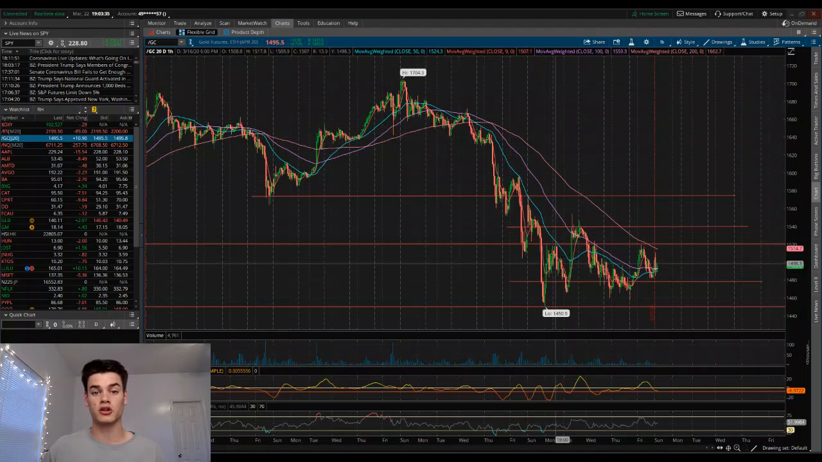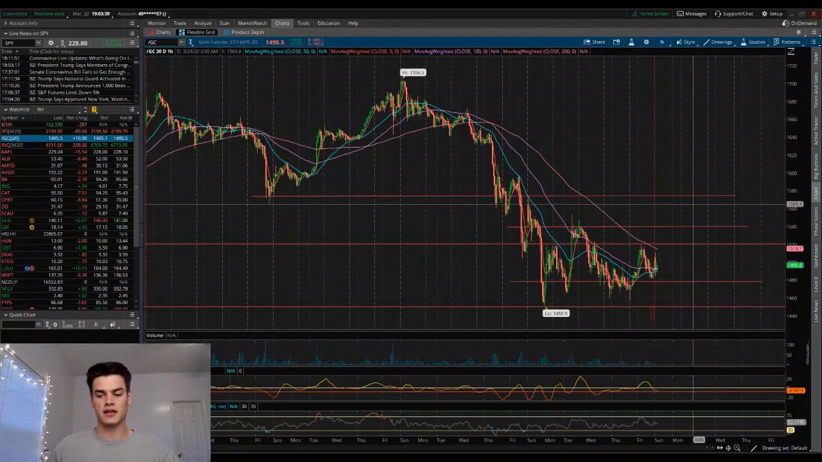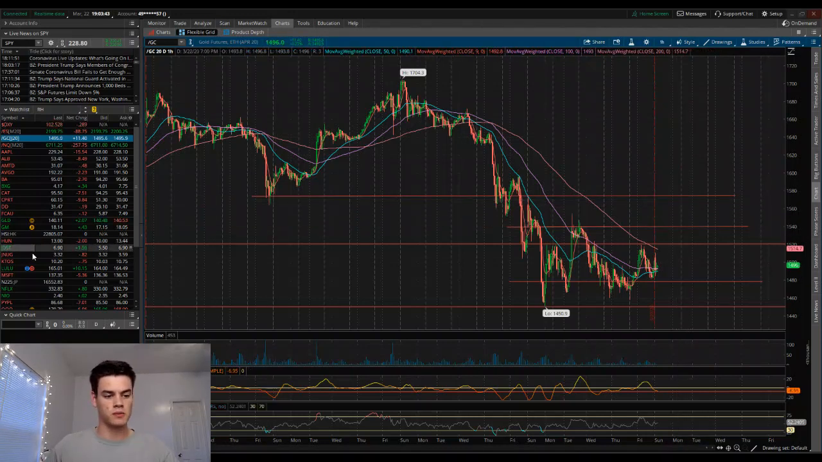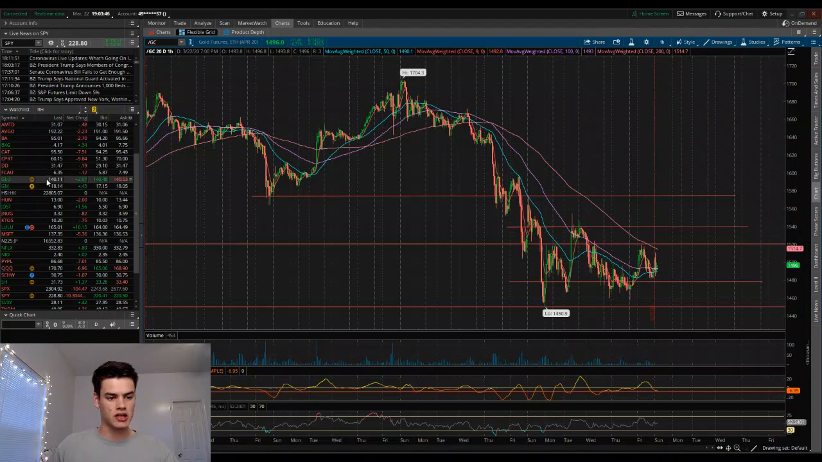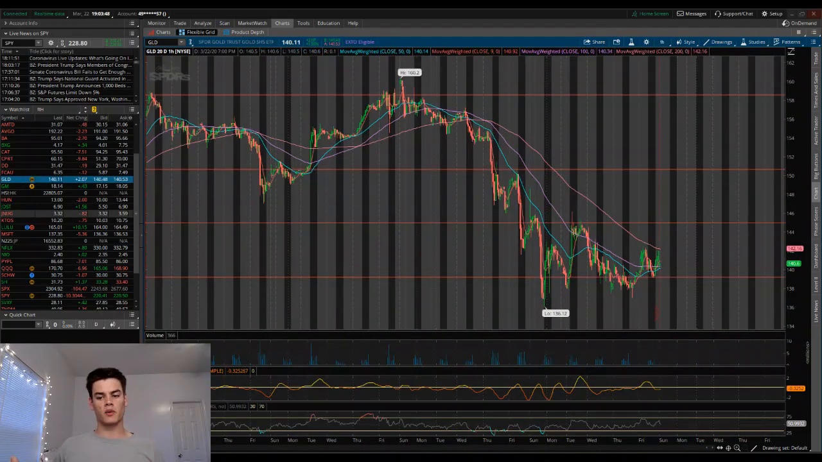As currently the markets are pretty volatile, so to see a move like that, depending on what's going on, is definitely possible. I'm going to go ahead and toss on GLD. Again, this is probably one that people are a little bit more familiar with if they are trading gold.